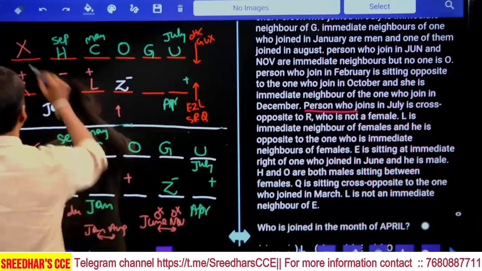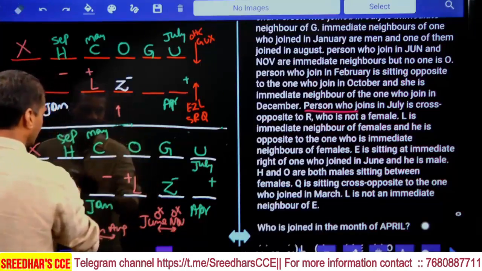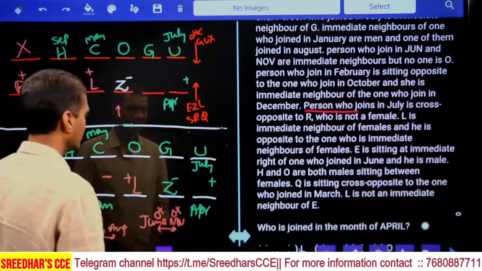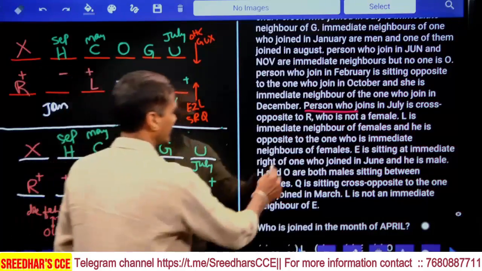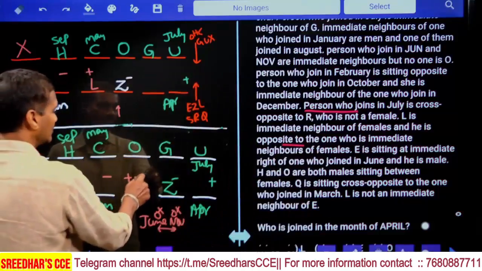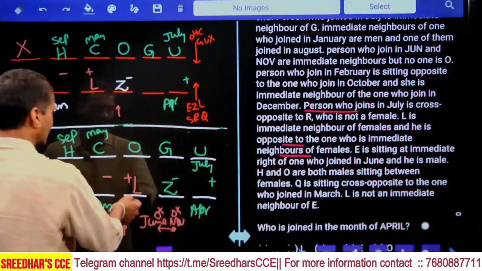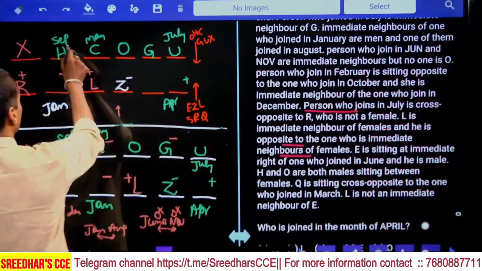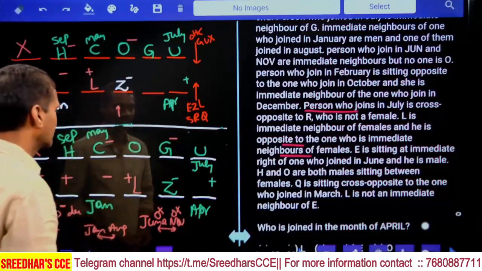L is here. L must be in between females. L is here, and this person is a female. Hence what is the only possibility we have? L must be at this place, isn't it? L is in between females, and he is opposite to the person. L is a male, and is opposite the person who is an immediate neighbor of females. L is opposite to females, meaning C and G are females. L is opposite to females, H and O are females. Clear now?